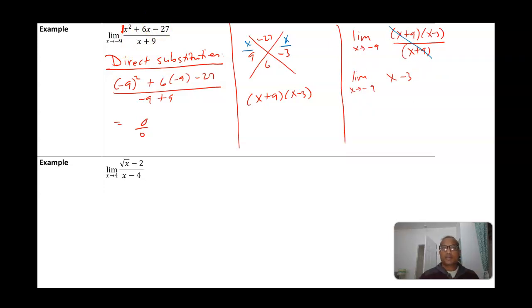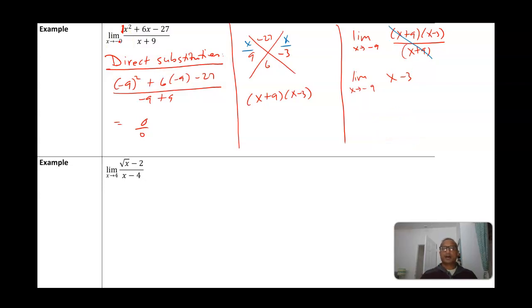Once again, if you need a refresher on factoring, you can email me and I can send you a factoring video, or you can Google factoring video online. But if you do need help, let me know. So once the x plus 9s cancel out, we're left with x minus 3. We do direct substitution, and we have negative 12. Once again, if you graph this, you will see a hole at x equal to negative 9. However, the limit would approach negative 12 from both sides.